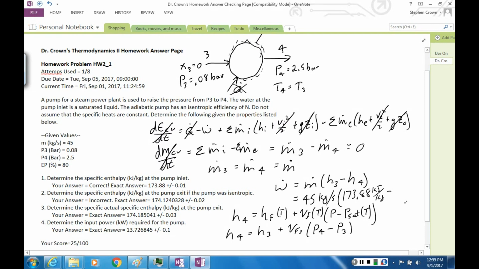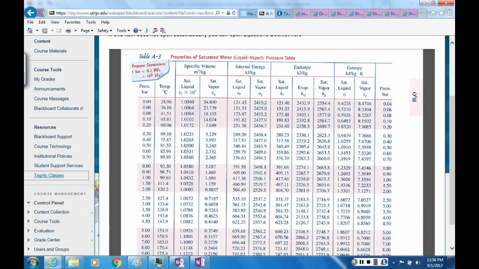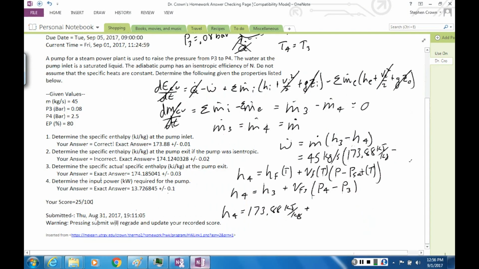So now we can calculate those values. H4 equals 173.88 kilojoules per kilogram, plus, if we go to the tables for the specific volume, we get 1.0084 times 10 to the minus 3, because it's been multiplied by 1,000 in the table, cubic meters per kilogram, times P4, which I'm going to put in kPa so that the units will be consistent. So 250 kPa minus 8 kPa.